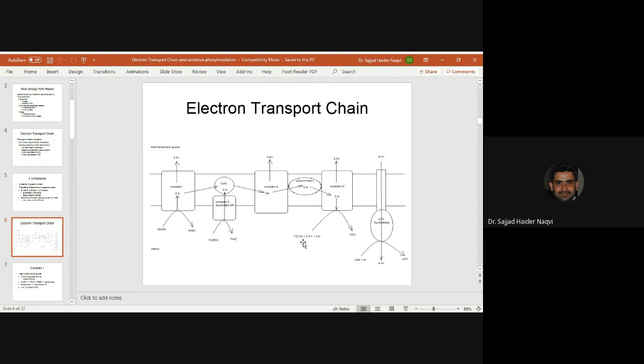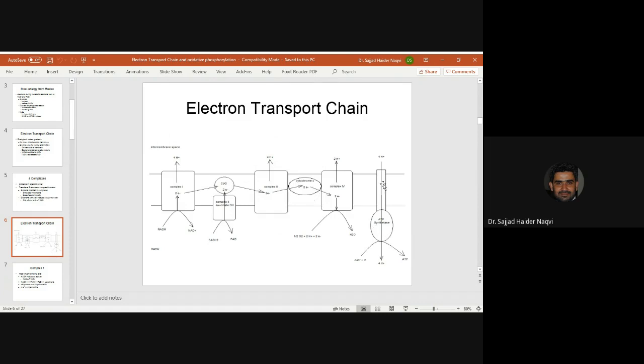Now this is the electron transport chain picture. It might not be big enough to understand, but you can go through this later on to enlarge it and see. But just to let you know, this is called complex 1, this is complex 2, this is complex 3, and this is complex 4. So these are the four complexes.